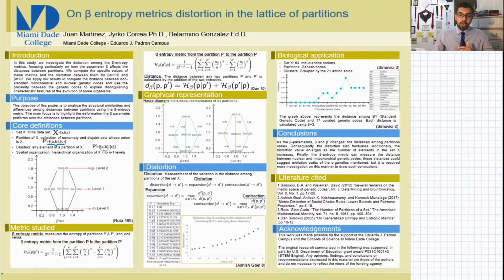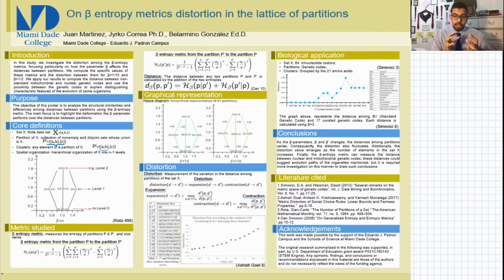Then we have the spatial organization, which is a hierarchical organization into n-1 levels, and where we have our set X partitioned in different sections. In level 0, we have the partition M of X that has 3 clusters, and by merging those clusters, we can now get levels 1 and 2.